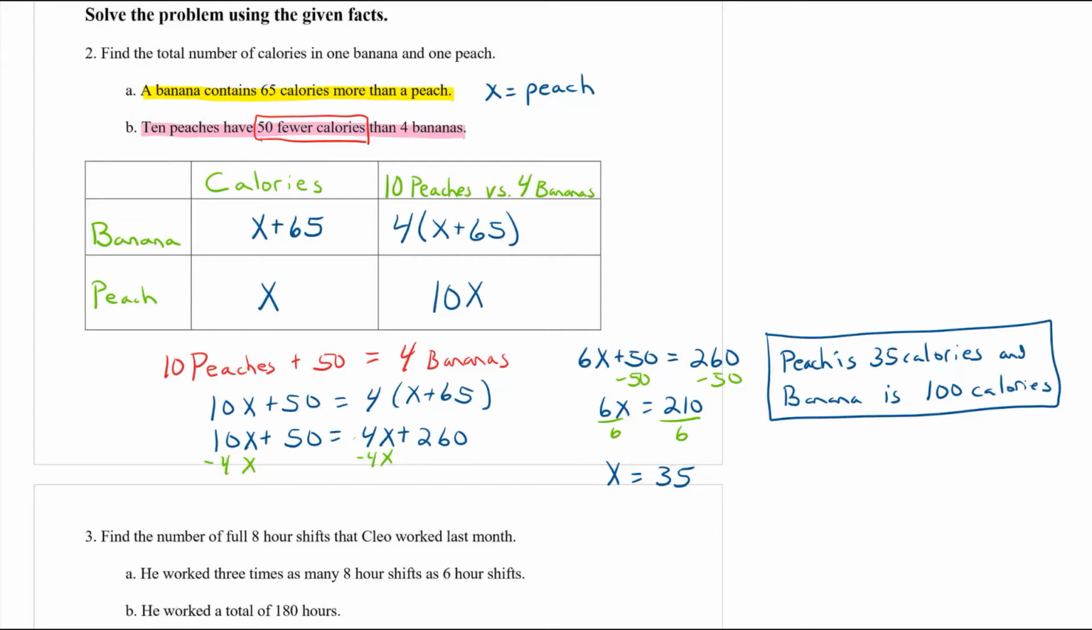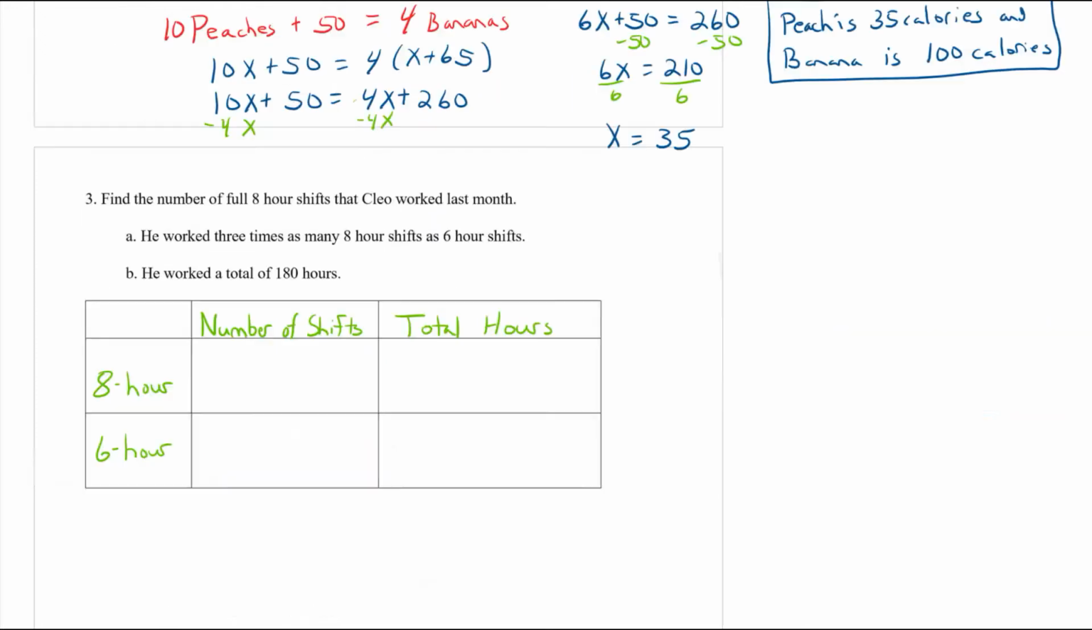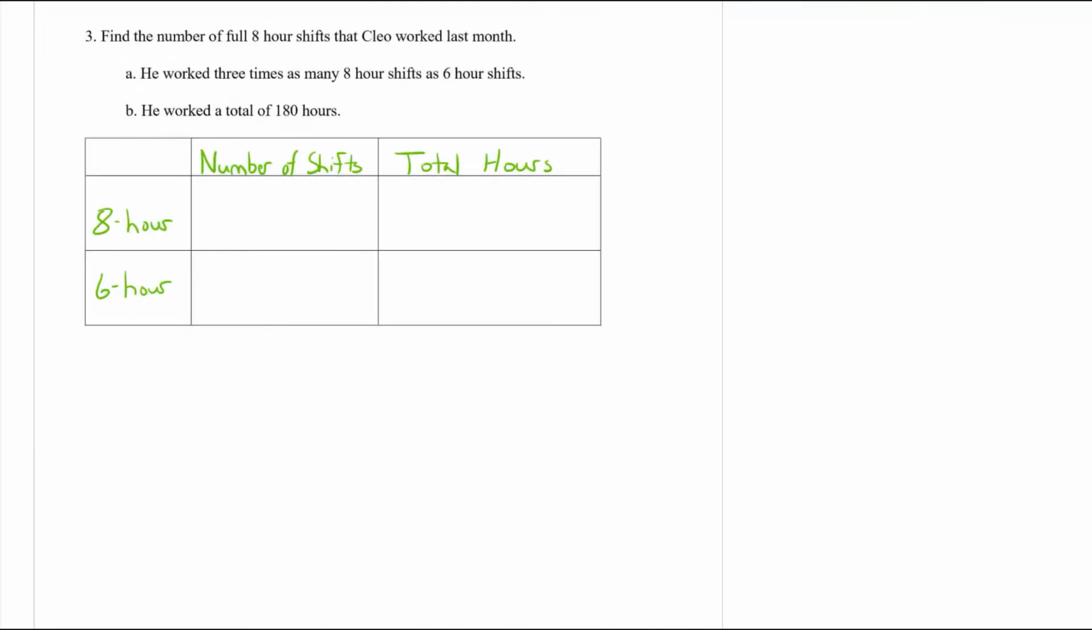And in number 3, again, I already have our rows and columns done. So we want to find the number of full 8-hour shifts that Cleo worked last month. He worked 3 times as many 8-hour shifts as 6-hour shifts, and he worked a total of 180 hours. So do you see how we have the number of shifts and the total hours? We're going to see this pattern a lot, where we have a number of something and then a total of something.